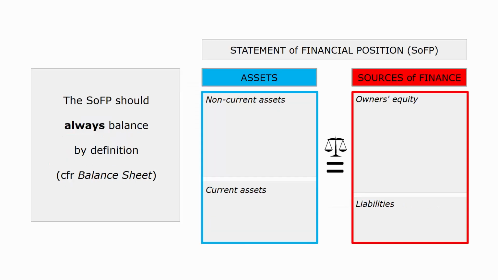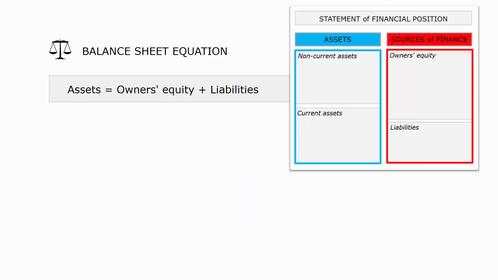It stands to reason that the statement of financial position is also called the balance sheet, as the statement should always balance. This means that the sum of assets should always be equal to the sum of the sources of finance. The fact that assets and sources of finance must equal each other is not a coincidence, nor is it the result of good management. They're equal by definition. The fact that the two sides of the balance sheet are equal is commonly referred to as the balance sheet equation.